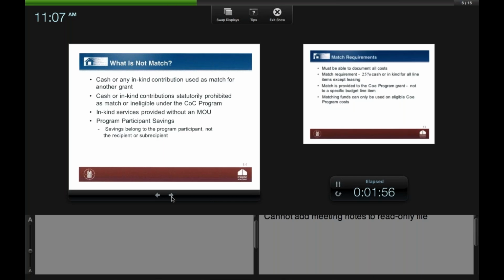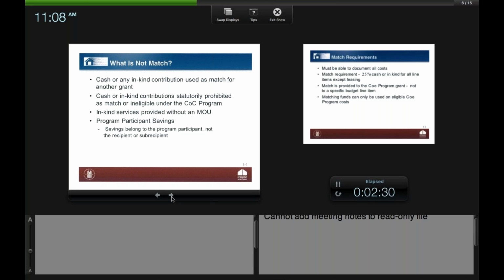What is not match? Not match is cash or in-kind contributions that are used as a match for another grant. And so you cannot double count any source, whether it's cash or in-kind, to meet the needs as a match for this program and for another federal program simultaneously. That match source, cash or in-kind, can only be used for a single grant.